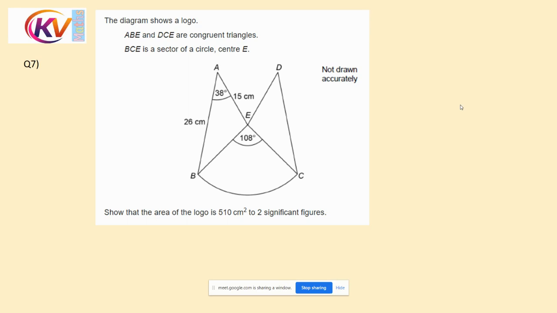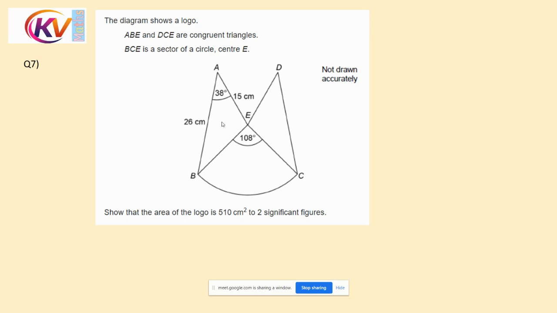Thanks, Matthew. Right, okay, the diagram shows a logo. We know ABE and DCE are congruent triangles. So congruent is the keyword there, which means they are exactly the same size. Okay, they can be rotated or flipped around, but where we've got A to B is 26, we know D to C is 26, D to E is going to be 15, and the angle at the top here is also going to be 38. Okay, so these two triangles are exactly the same.